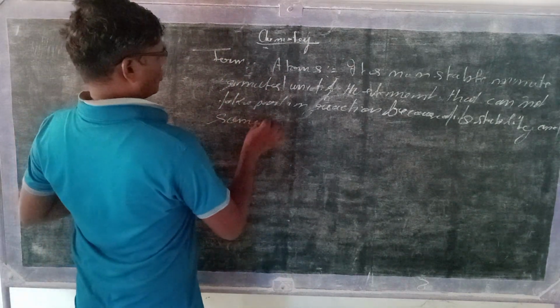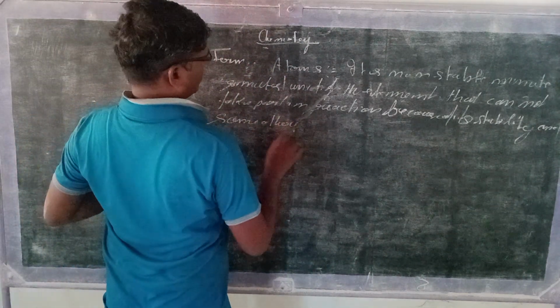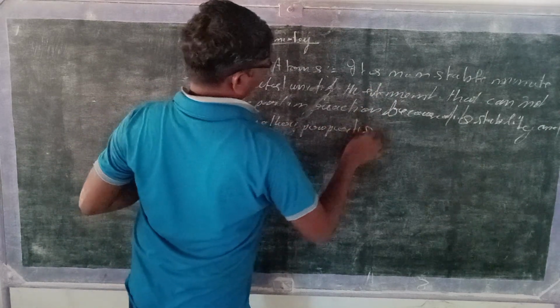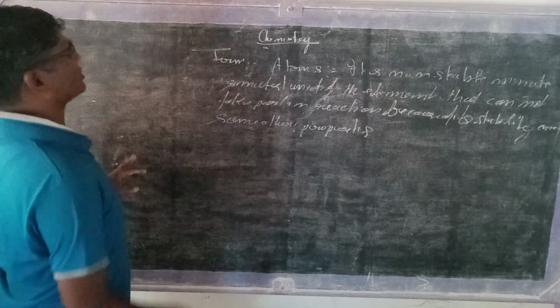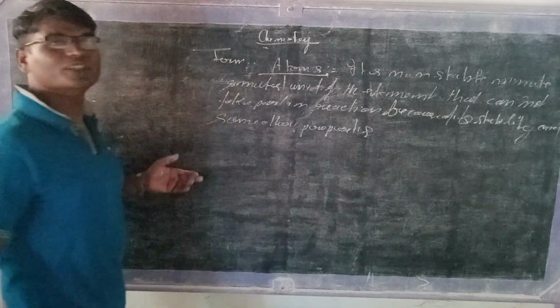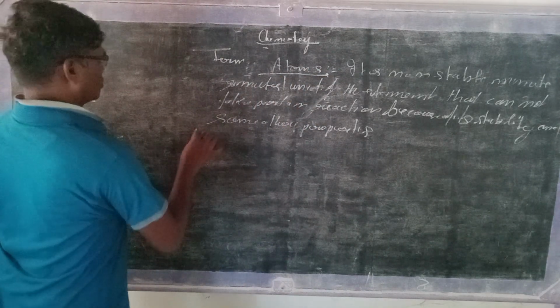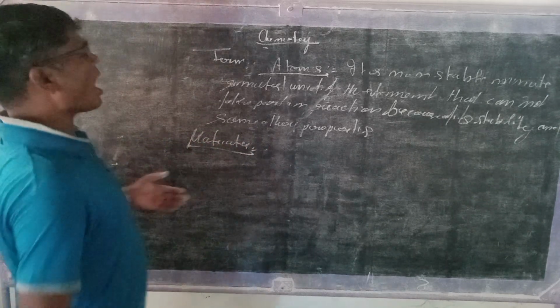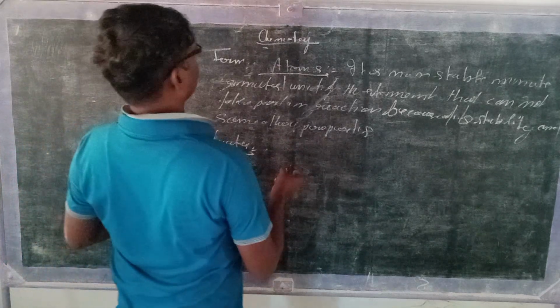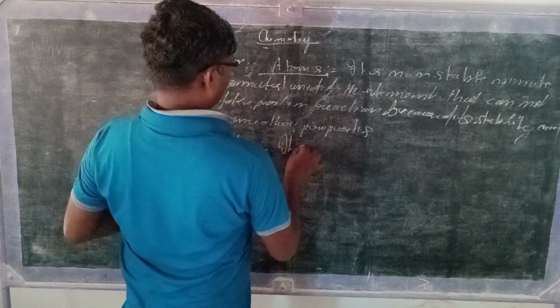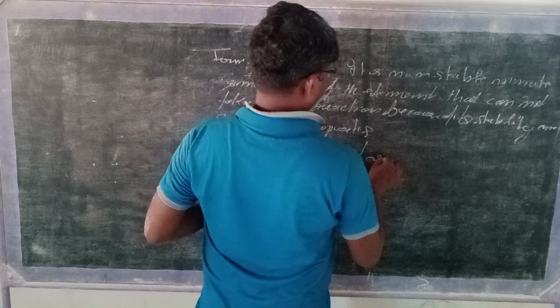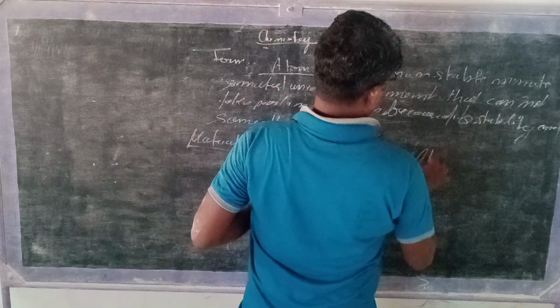We will not discuss the other properties here. The main thing here is terms. The first term, I have told you, is atoms. The second term is molecules. What are molecules? They are the stable form of atoms.